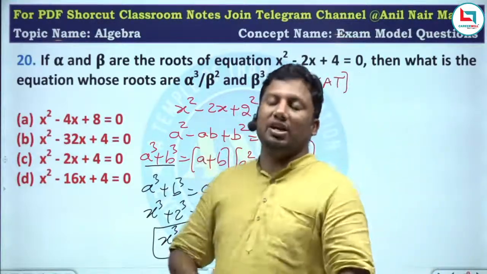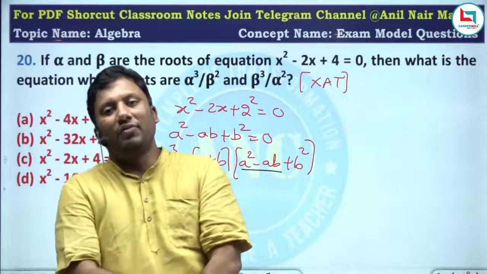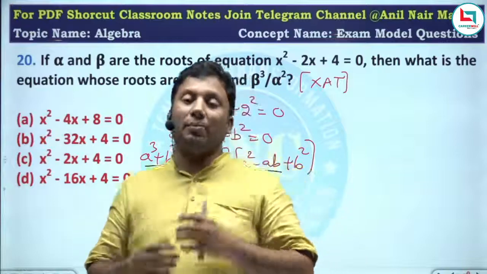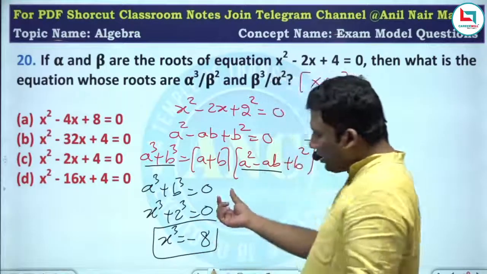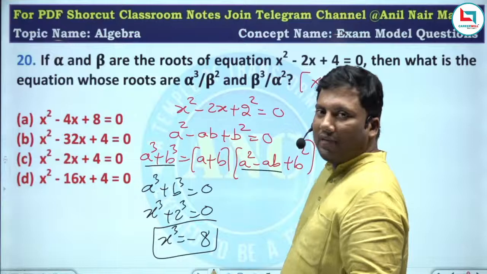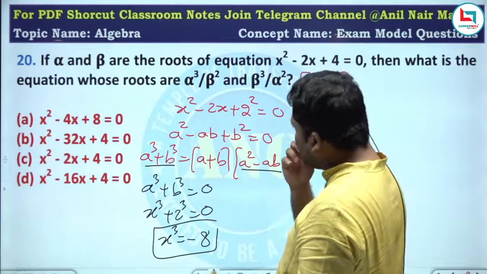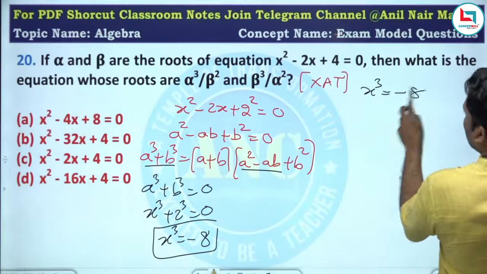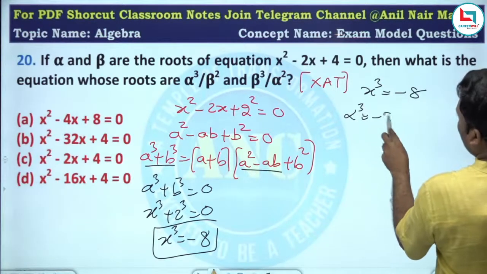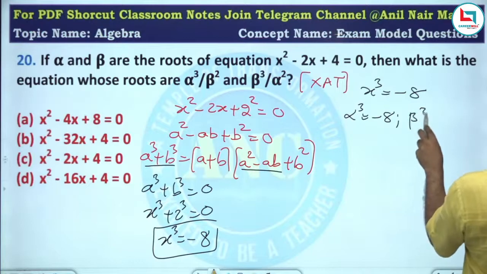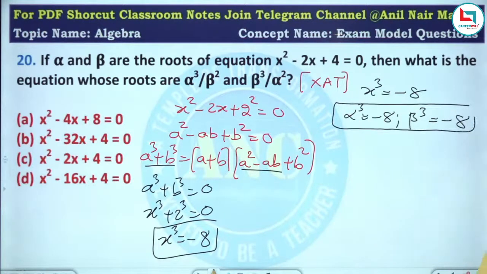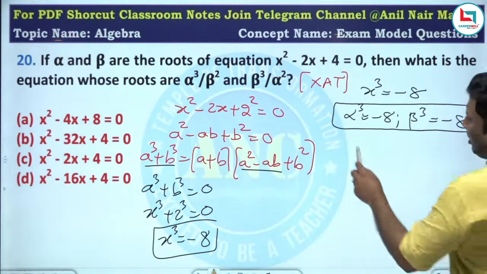A square minus ab plus b square, if it is 0, that means a cube plus b cube will become a plus b into a square minus ab plus b square. So x cube plus 8 equivalent to 0. That means x cube equivalent to minus 8. If x cube is minus 8, alpha cube will be minus 8 and beta cube will be minus 8. Why? Because alpha and beta are the roots of the equation.